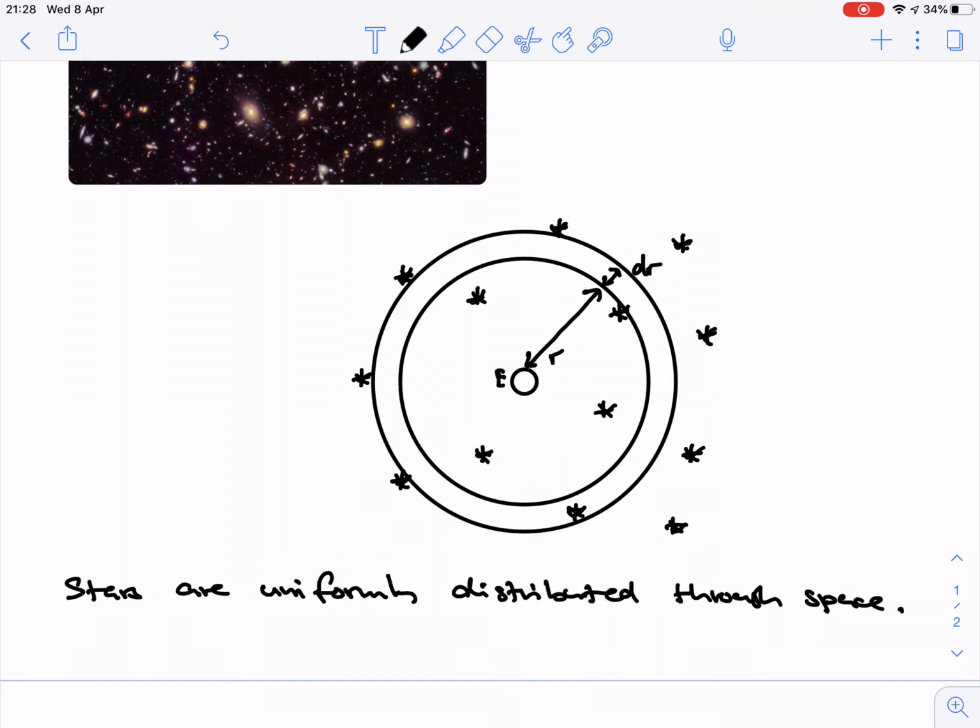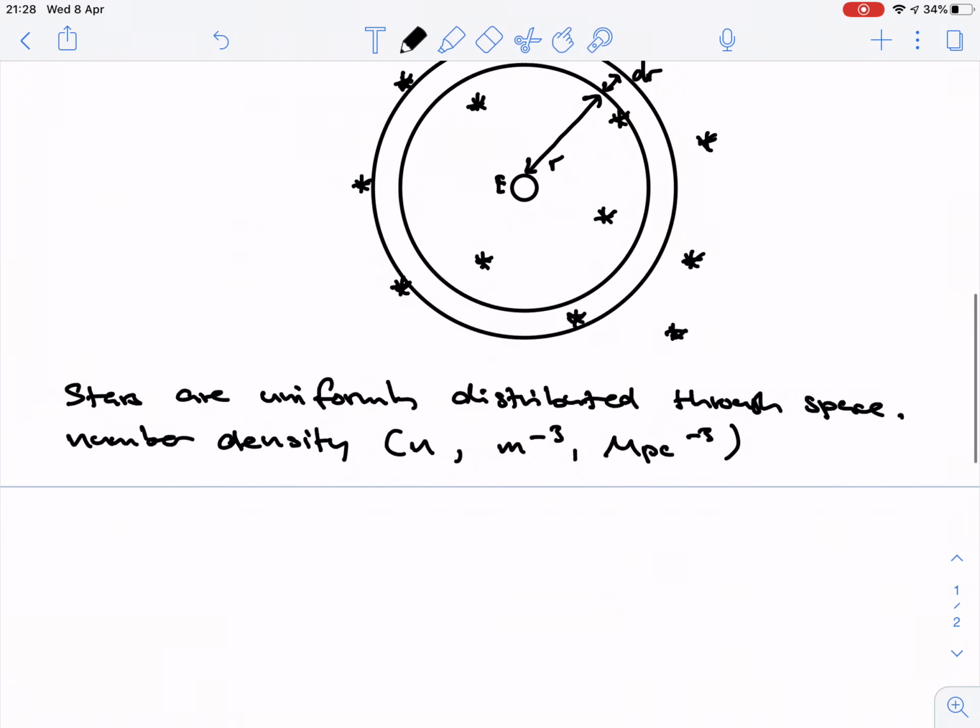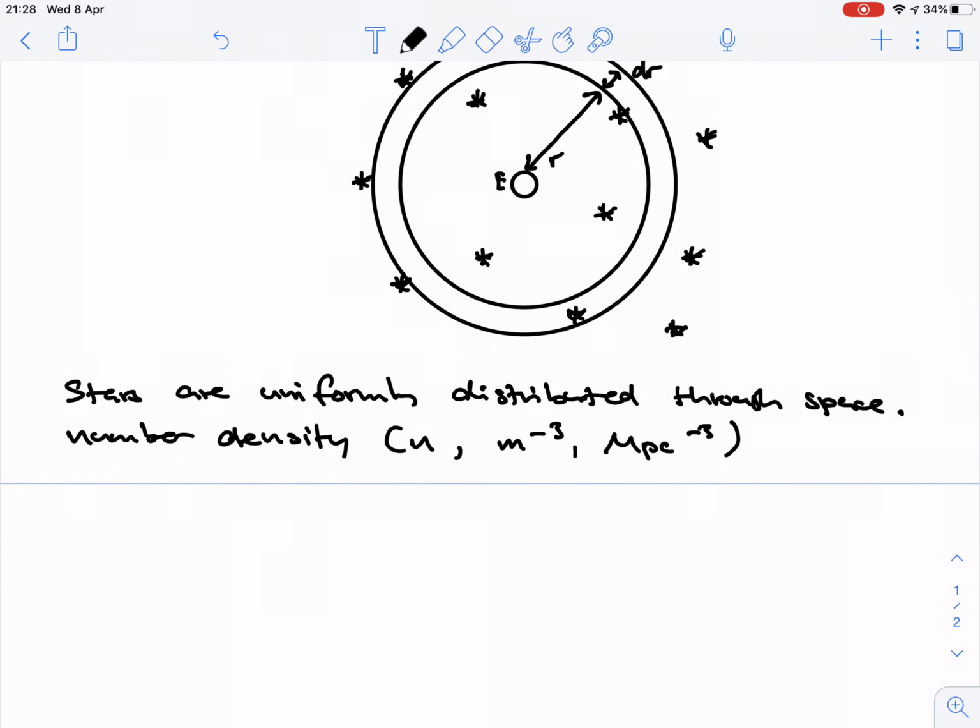And that means they have some number density, which is n, and that's got some unit which is per meter cubed, or per megaparsec cubed if you're a cosmologist. And then I have a measured brightness of each star, and that's what we call the flux of each star.